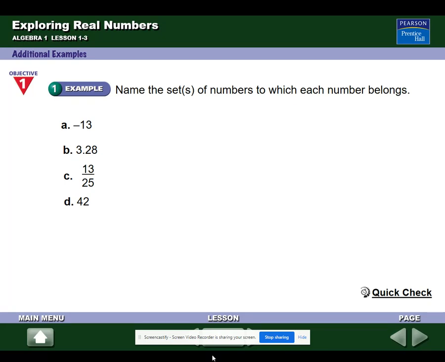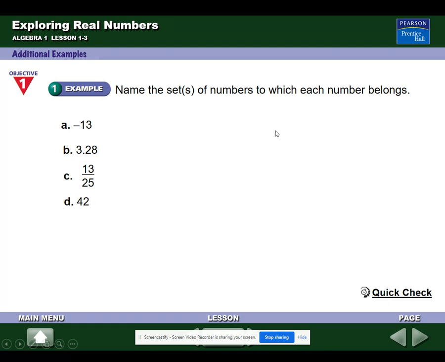Okay, so negative 13, it's terminating. So it's not irrational, so it's definitely rational. It is in the set of integers, right? If I kept going with 0, negative 1, negative 2, negative 3, I would get to negative 13. It is not a whole number because it's negative. The whole numbers started at 0. So we would say that it's an integer, it's a rational number, and it's a real number.